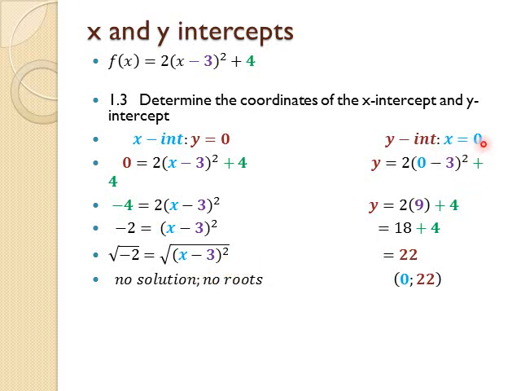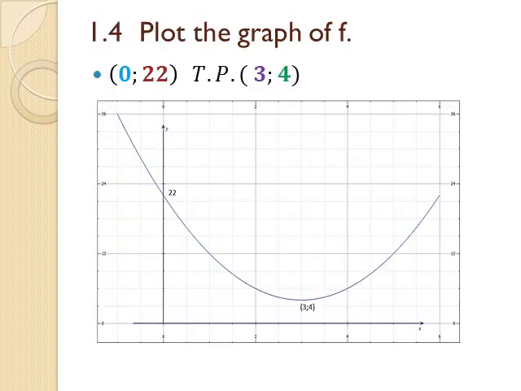For the y-intercept, x equals 0. So in the place of x, I place 0. 0 minus 3 squared gives me 9, 9 times 2, then the plus 4. That gives me 18 plus 4, which is 22. So therefore, the y-intercept is 0 and 22. So I have my y-intercept and my turning point, but no roots.